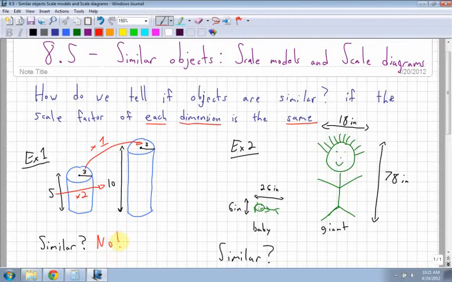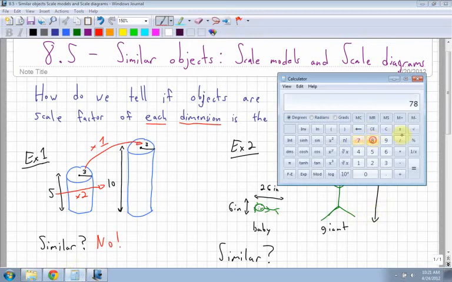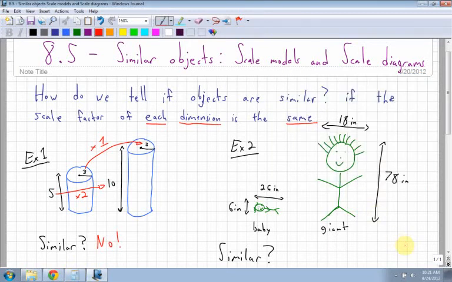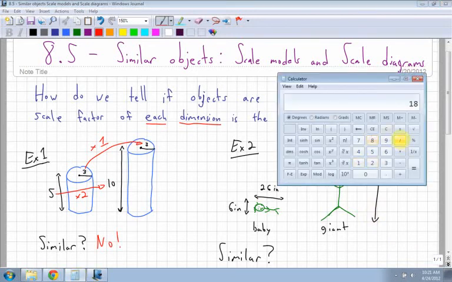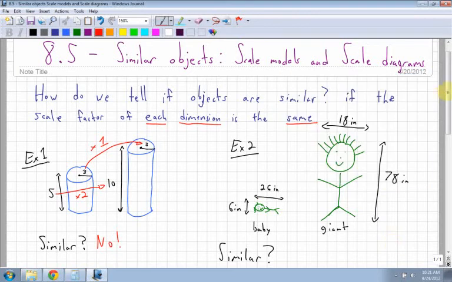Now let's look at this. Here I have a very small baby, 26 inches long and 6 inches across, and a giant. Oh, big giant, 78 inches. How big is that? Let's see. 78 inches divided by 12 is 6.5. Well, he's kind of a giant. 6.5 feet tall and 18 inches wide, divided by 12 is 1.5 feet wide, so he's very, very wide.